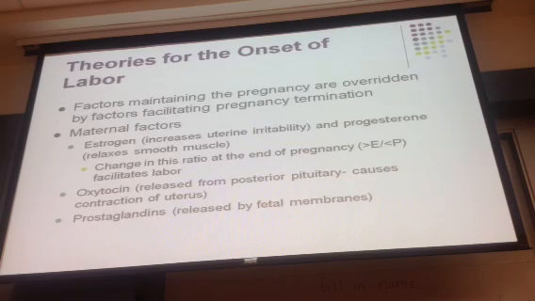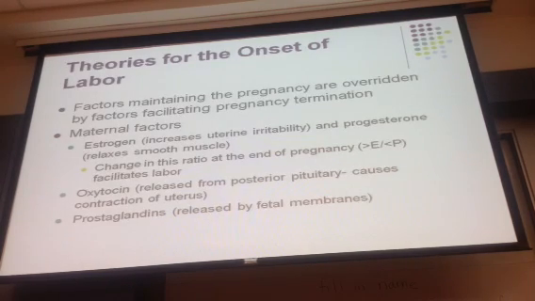So at the time of term, which is somewhere between the end of the 37th week and the end of the 41st week, at the time of term, that ratio changes. And progesterone becomes less powerful, let's say, and estrogen kind of asserts its dominance and becomes more powerful. And that increases the irritability of the uterus, so it will contract. And along with that change, there's other changes that go on in the mom's brain.